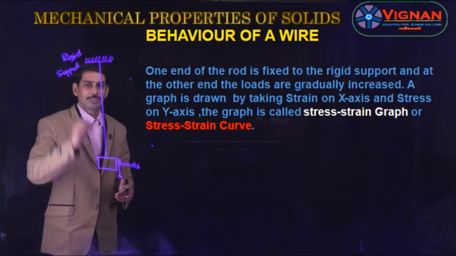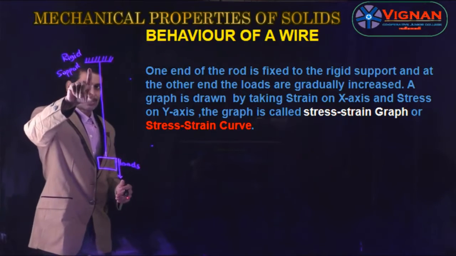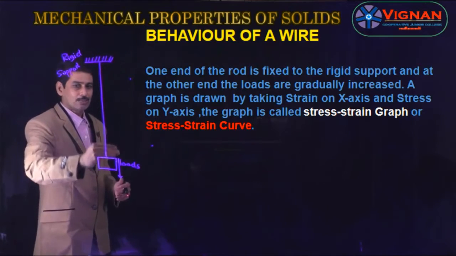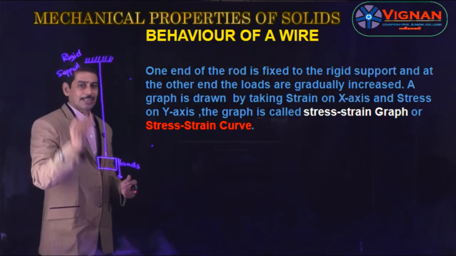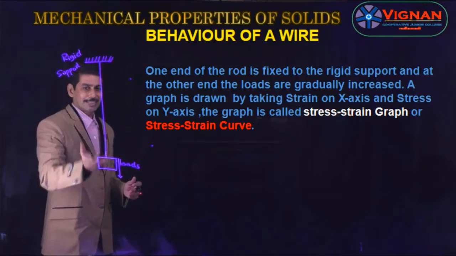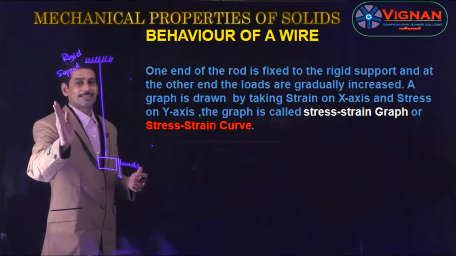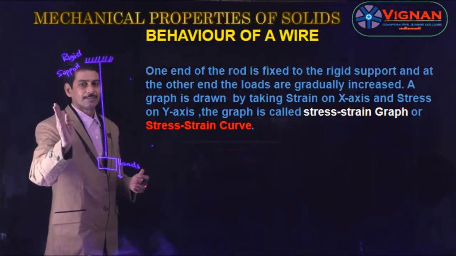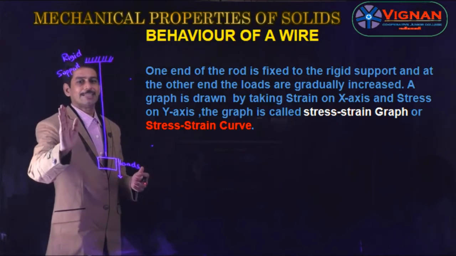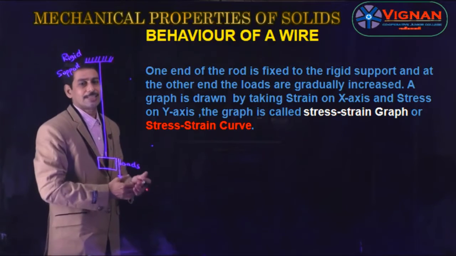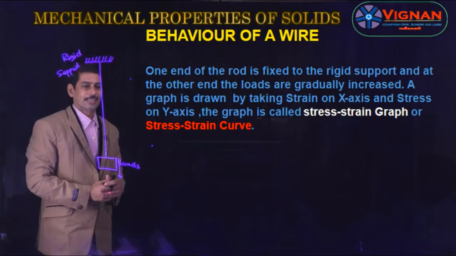So we are taking a wire. One end of the wire is fixed to the rigid support, whereas at the other end the loads are added. By gradually increasing the loads, we are drawing a graph between stress and strain, or in other words, a graph between loads and extension, that is M and E. M is nothing but mass, whereas E is nothing but elongation. In other words, the graph is between stress and strain, which is called the stress strain graph.